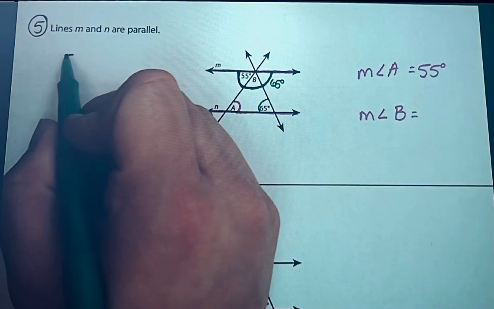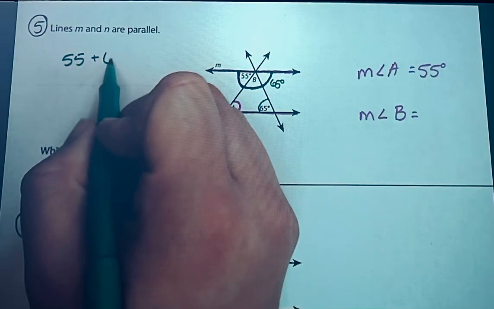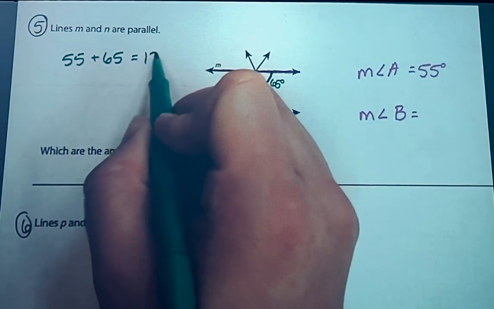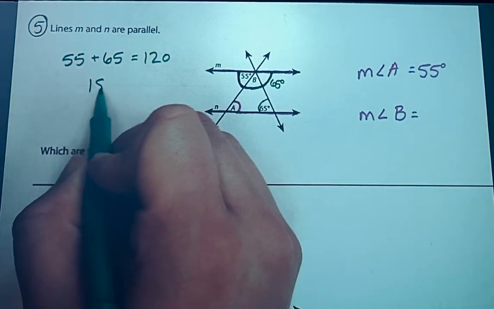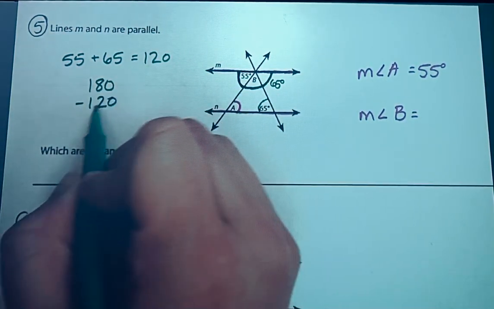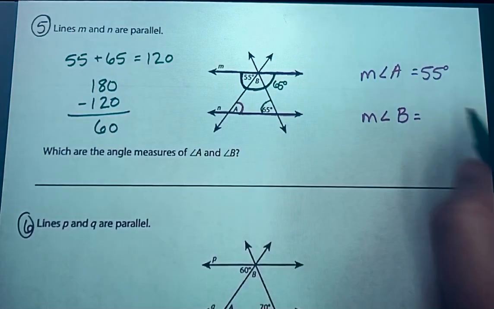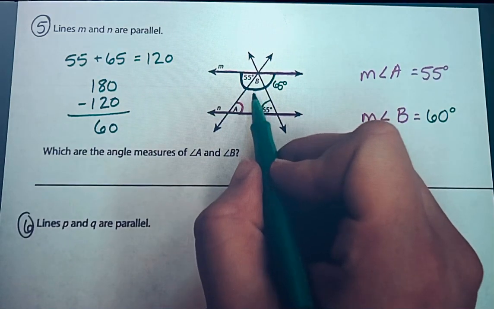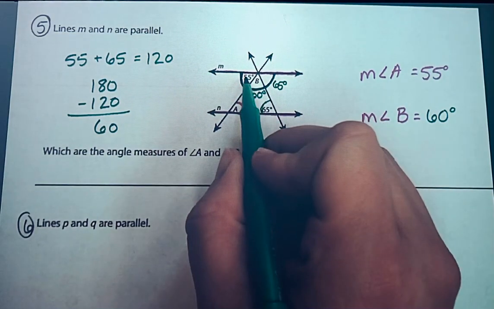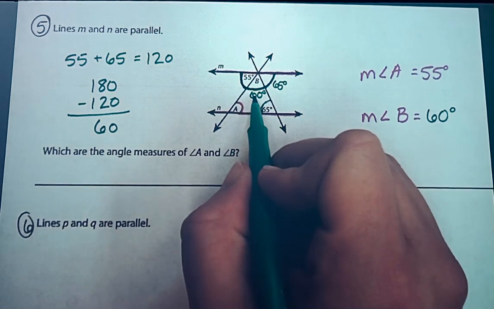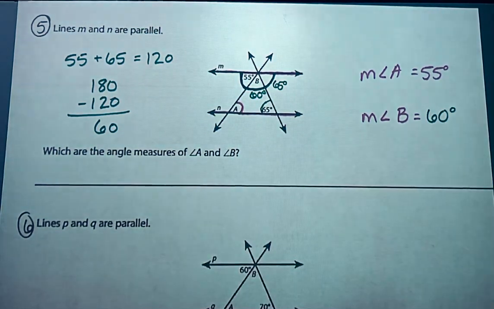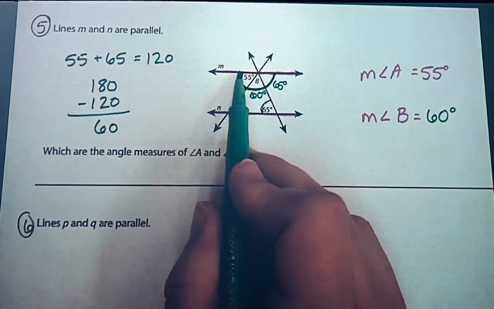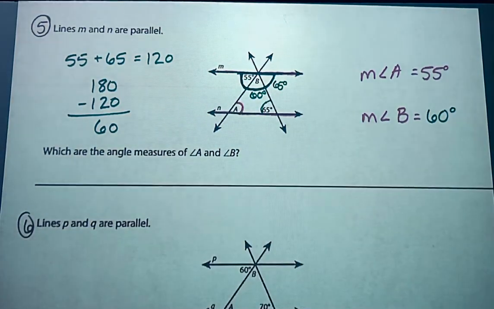So one way to do that is to say, what is 55 plus 65, and you get 120, and then you do 180 minus 120, and you get 60. And you can test it out. The way you can test it is to make sure 55 plus 60 plus 65 equals 180, because this makes a straight line. And that does add up to 180 when you do 55, 60 plus 65.